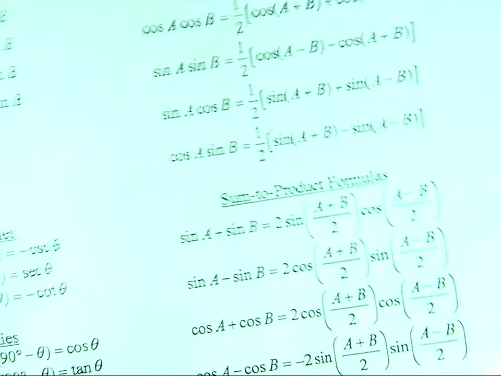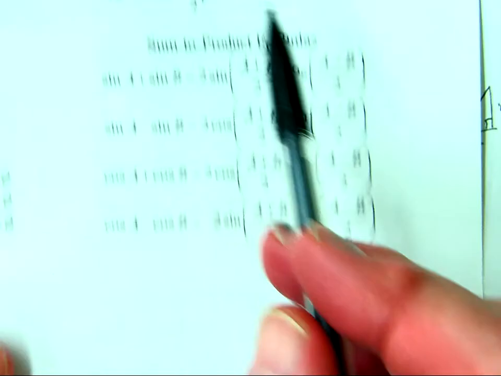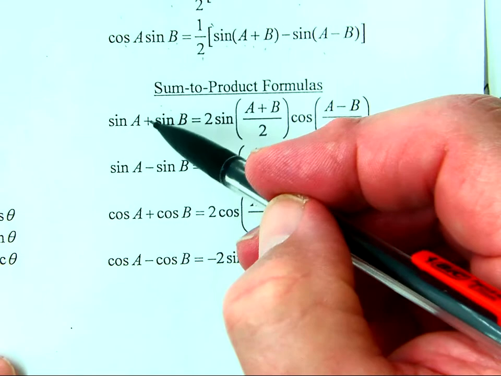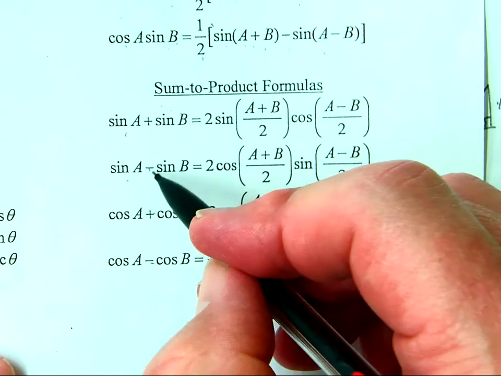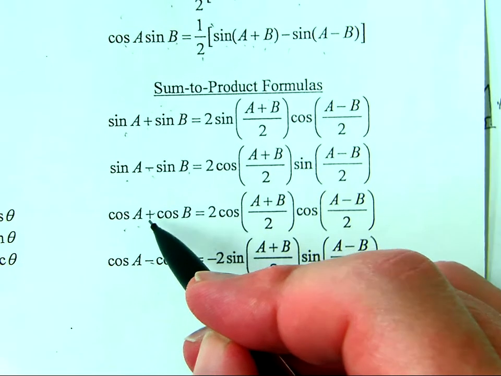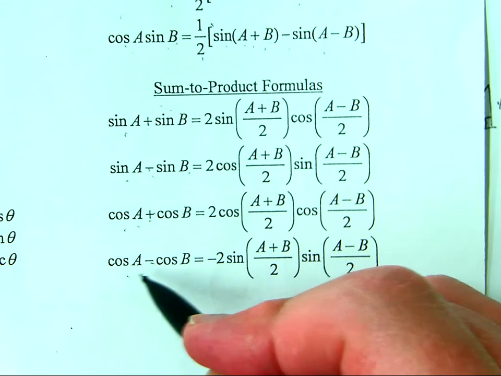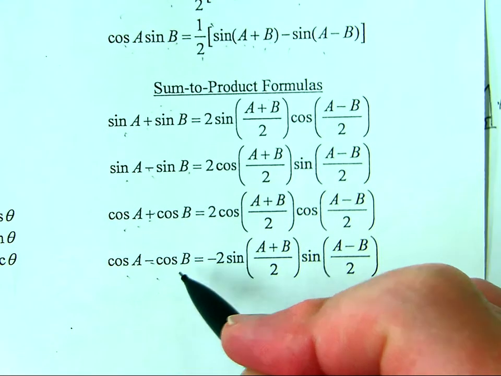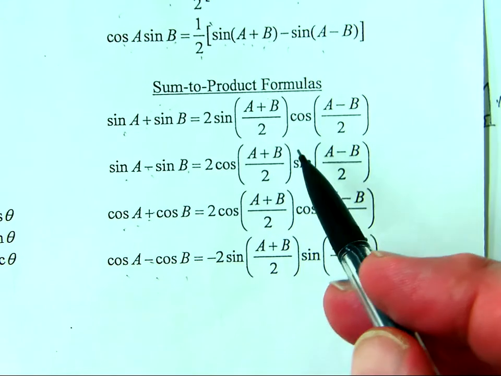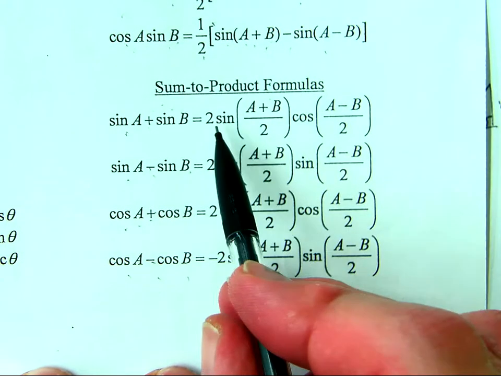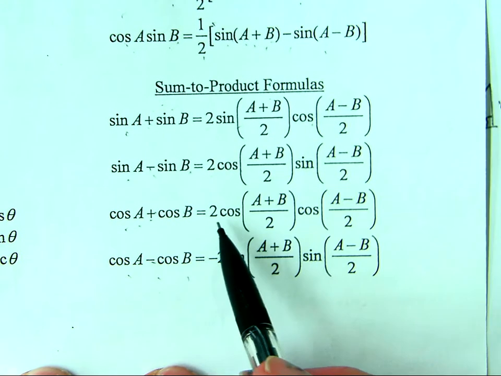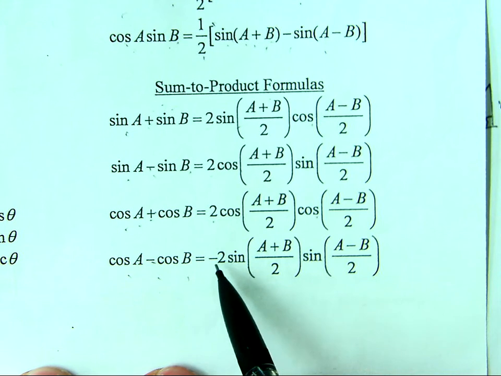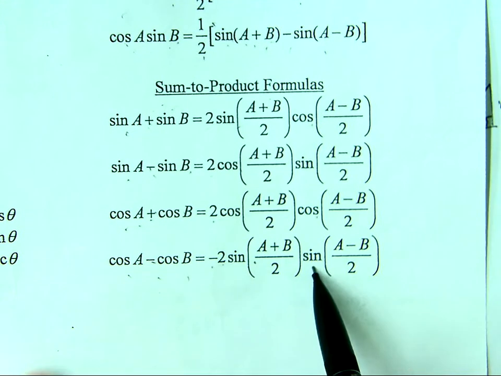Now the next set is the opposite. We just did product to sum. The next set says sum to product. Notice all these, the left side is a sum or a difference. So sine of A plus the sine of B. Sine of A minus the sine of B. Cosine of A plus the cosine of B. Cosine of A minus the cosine of B. So the left sides are sums and differences. Notice the right sides are products. 2 times sine times cosine. 2 times cosine times sine. 2 times cosine times cosine. Negative 2 times sine times sine.